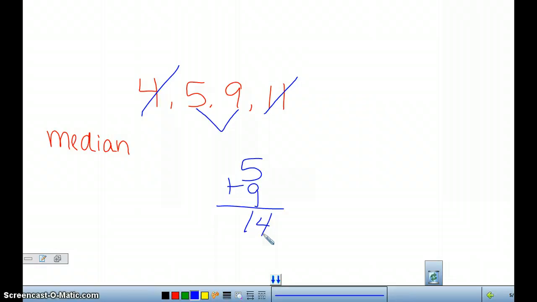Okay. 5 plus 9. Listen up. You add them up and you divide by 2. So 7, it automatically gives you your number in between the two. 7 is my middle number. If it doesn't divide by 2, then it's going to be a decimal. Never divide by 3. Divide by 2. Let's do another one.